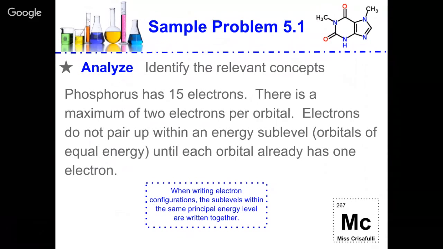There is a maximum of 2 electrons per orbital, and electrons do not pair up within an energy sublevel until each orbital already has 1 electron. So remember, when writing electron configurations, the sublevels within the same principal energy level are going to be written together. So let's look at this.